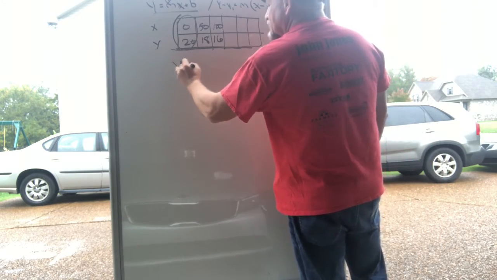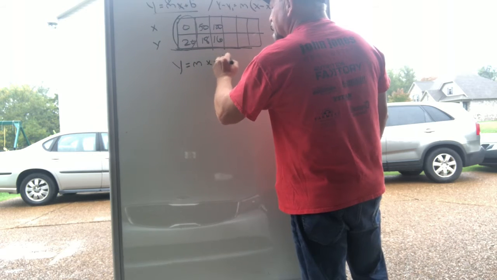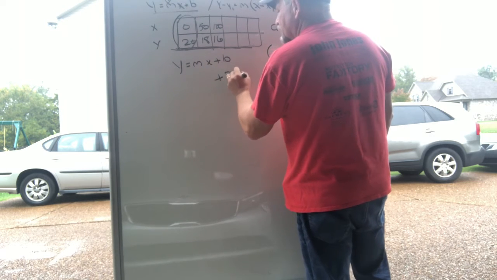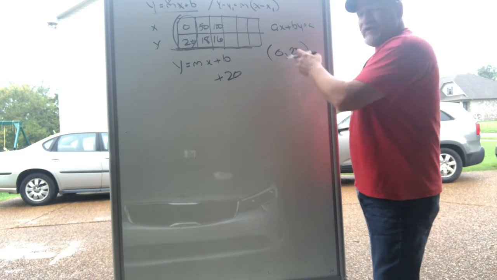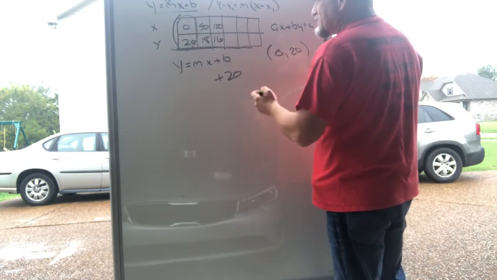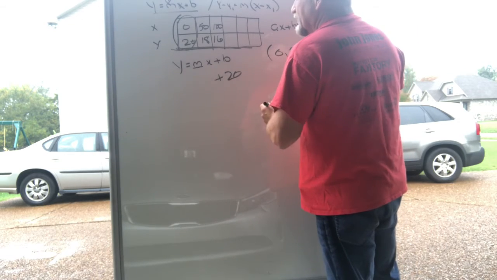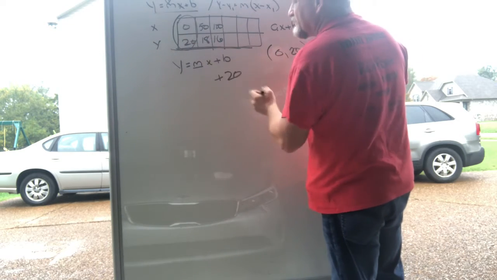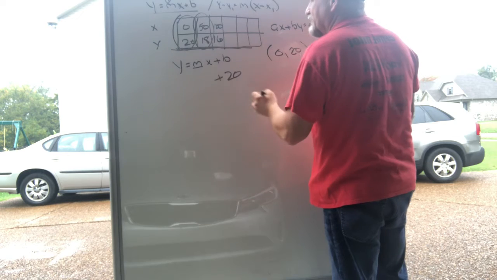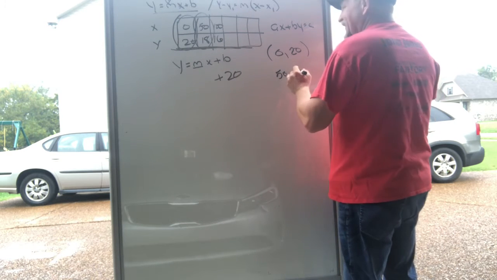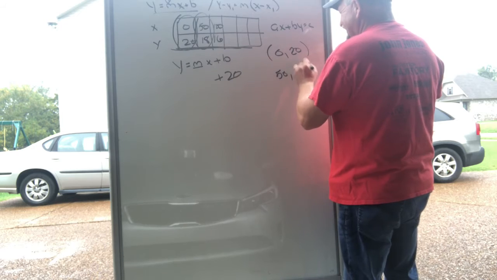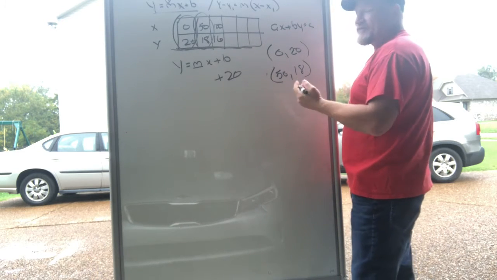So now I can just plug that in, y equals mx plus b. My y-intercept is going to be 20, because wherever x equals 0, that's going to be the y-intercept. Now I just need to figure out what the slope is. If I can rewrite this as a point, I can rewrite that as a point as well. So the x value is 50, and the y value is 18. Now I've got 2 points.